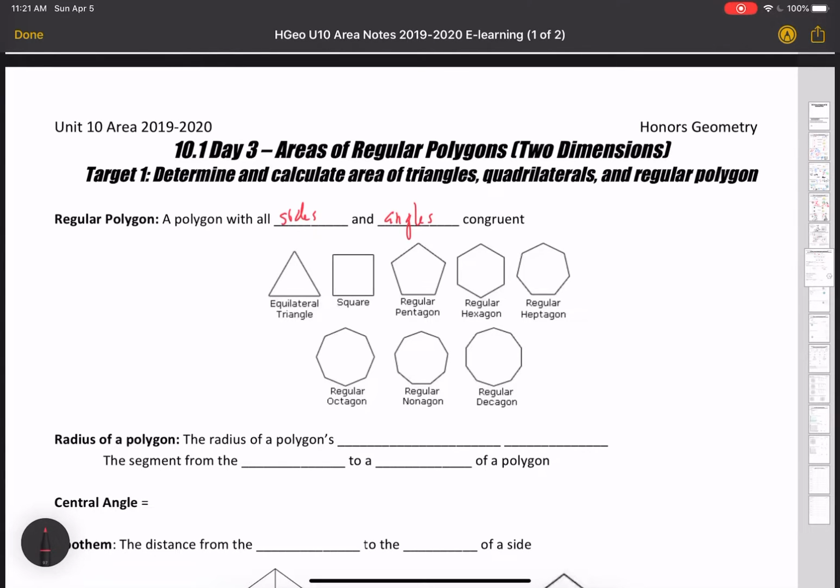Okay, so like a regular quadrilateral is going to be a square because in a square, all four sides and all four angles are congruent. So that's how that works.